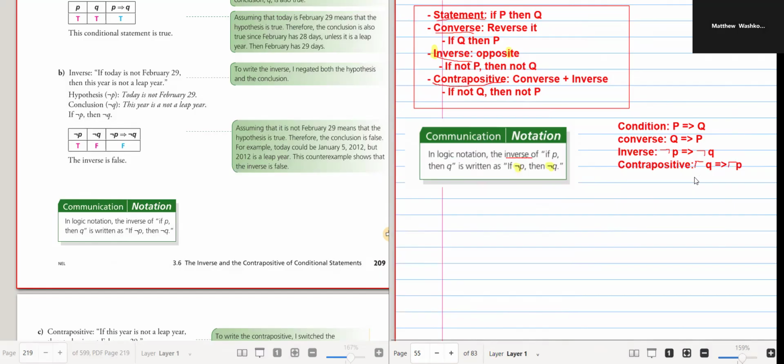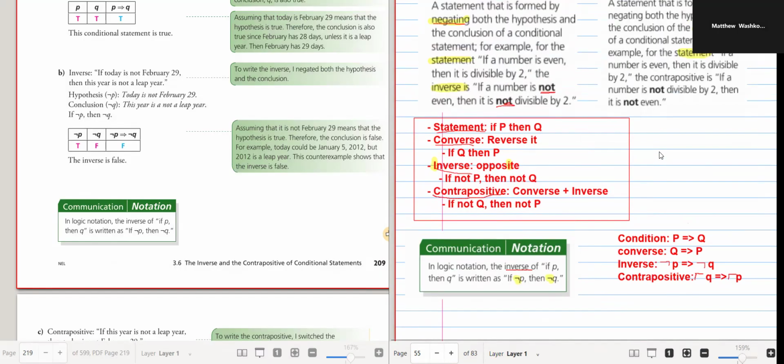So I hope that makes sense on how this notation works. When I give you some real examples, you'll do a little bit easier with it, okay?